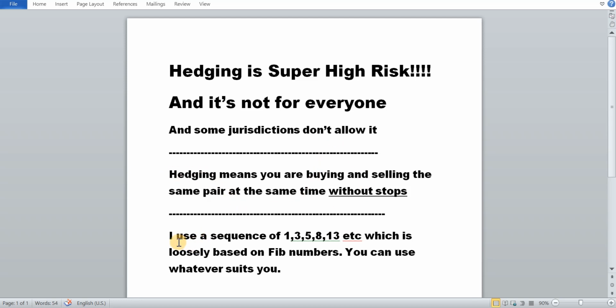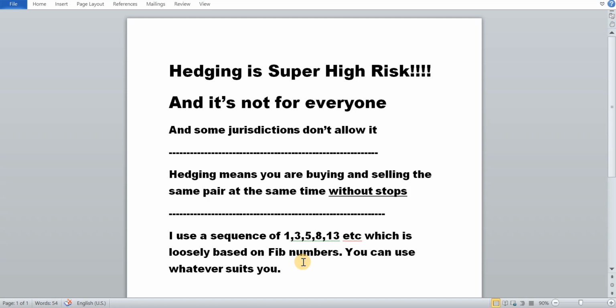All right. I use a sequence of 1, 3, 5, 8, 13, etc., which is very loosely based on the fib numbers. If you understand the fib numbers, I think they're 1, 1, 2, 3, 5, 8, 13. I just shortened it a bit at the beginning there, dropped the second one. You can use whatever suits you, all right? So don't be hooked up on these. These are just what I use, works for me, so that's what I'm comfortable with.